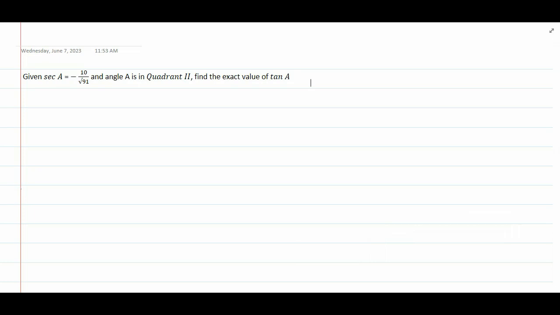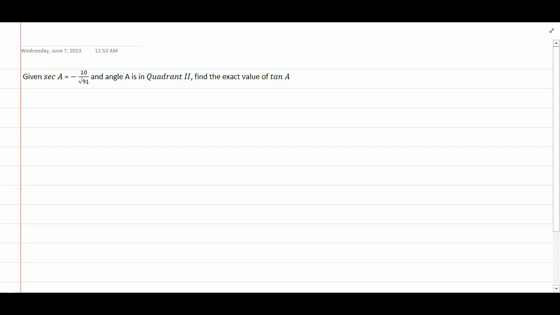Today we have this question that says we should find the value of tan A, given the secant of A to be equal to negative 10 divided by the square root of 91. The question goes further to tell us that the angle A is in the second quadrant. Let's see how we will solve that.